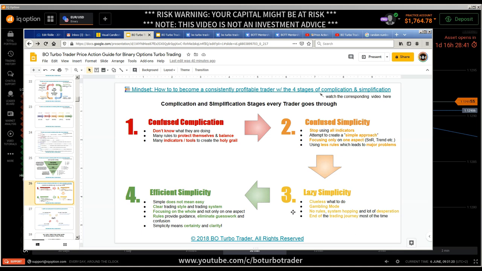So, after they lose much more money, at all these stages, you get into the lazy simplicity. This lazy simplicity is the stage before the efficient simplicity, because here you have to fall on the ground and understand what's going on. Yes, because after you have lost much more money, you get clueless. You don't know what to do. You are getting into a gambling mode.